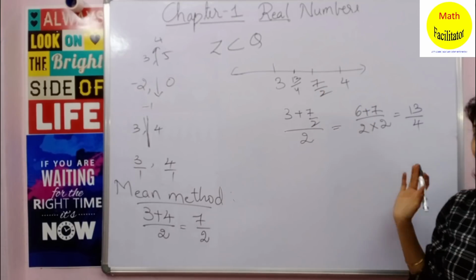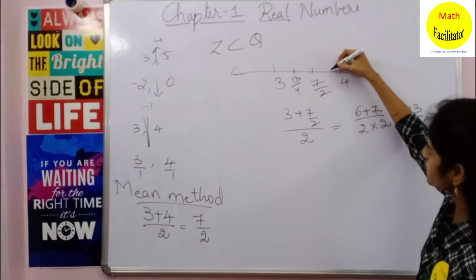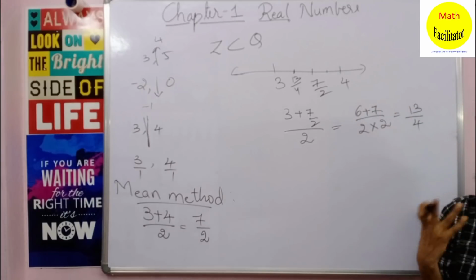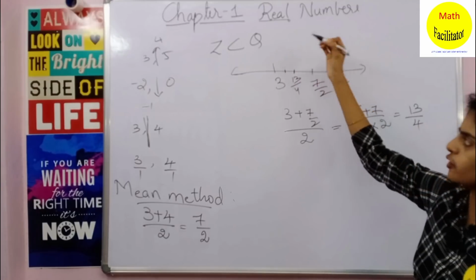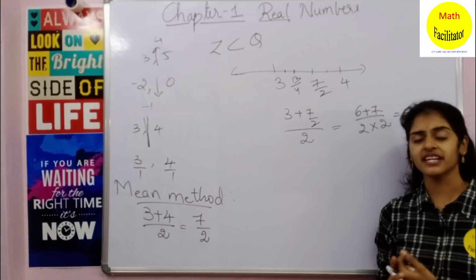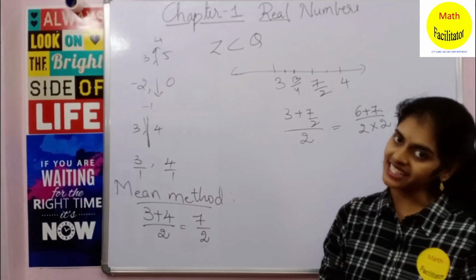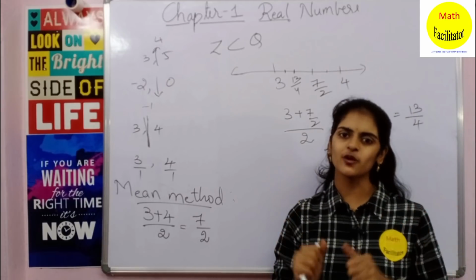Similarly, you can find a rational number between 7/2 and 4, using the same mean method. Also you can find a rational number between 3 and 13/4. So in this way we can find infinitely many rational numbers between any two rational numbers.